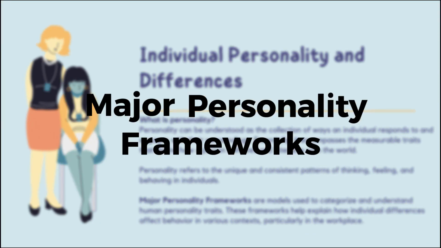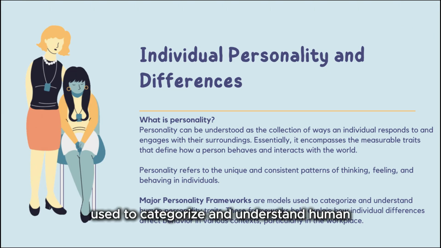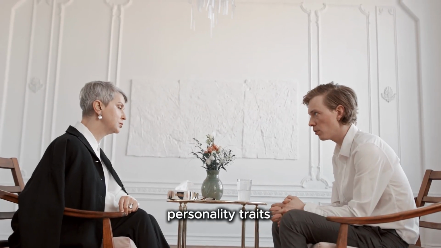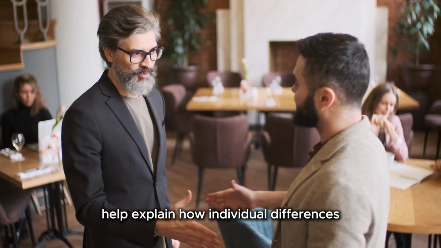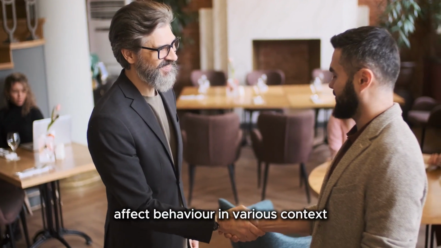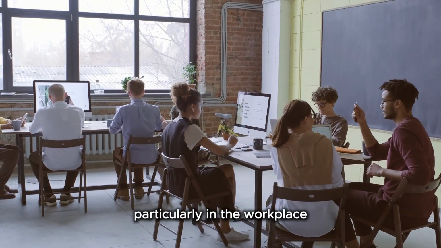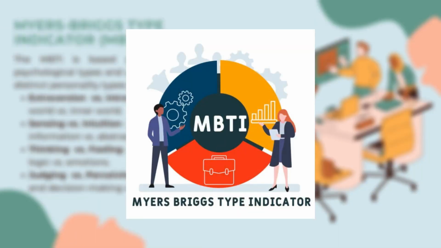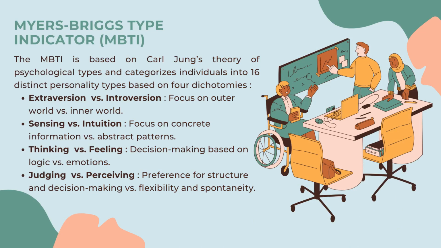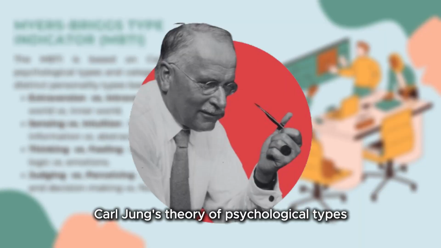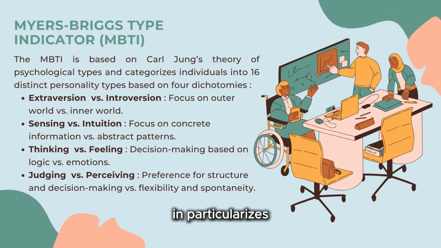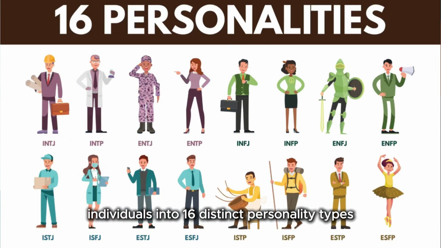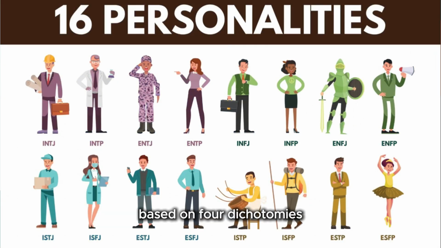Major personality frameworks are models used to categorize and understand human personality traits. These frameworks help explain how individual differences affect behavior in various contexts, particularly in the workplace. Myers-Briggs Type Indicator, MBTI. The MBTI is based on Carl Jung's theory of psychological types and categorizes individuals into 16 distinct personality types based on 4 dichotomies.